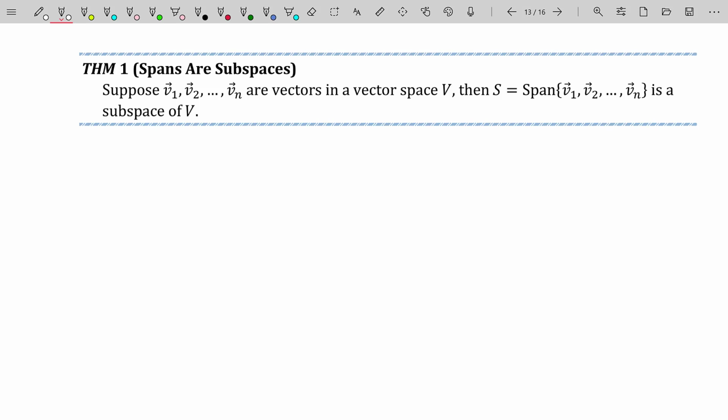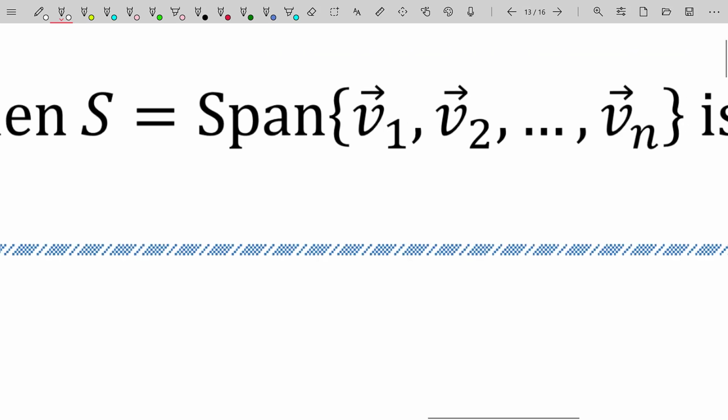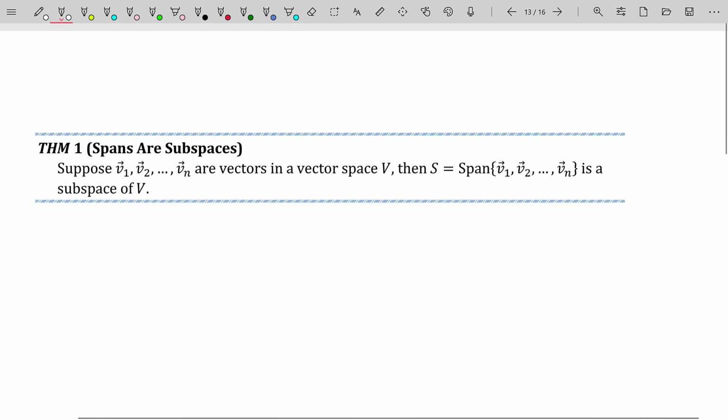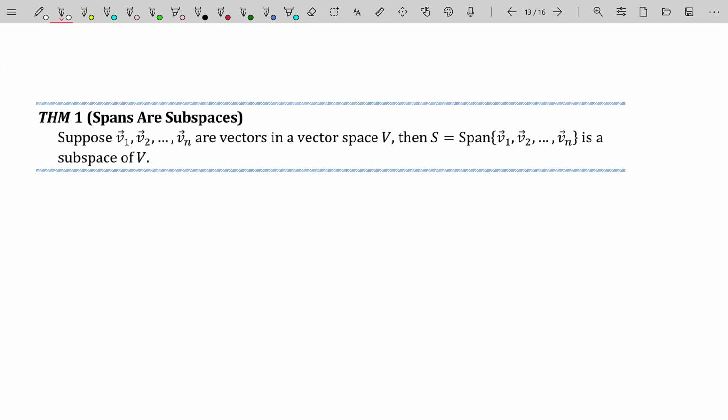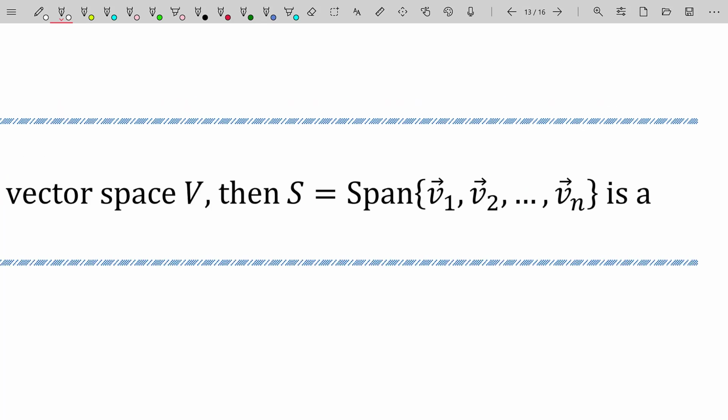So suppose we have some vectors, v1 through vn, and they're vectors in a vector space V. Then the span of those vectors is a subspace of V. Verbally, the proof goes like this. S is the span of all of these vectors. That is, S is the set of all linear combinations of those vectors. So if you took any two of those vectors and added them up, that sum has to be in the span. That is, it's closed under vector addition.